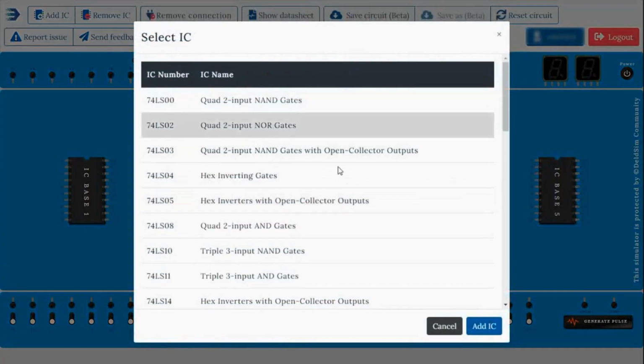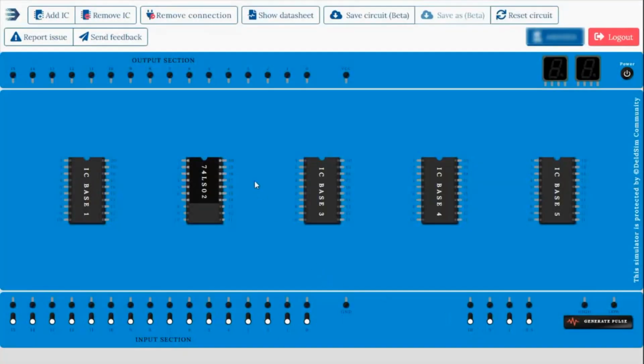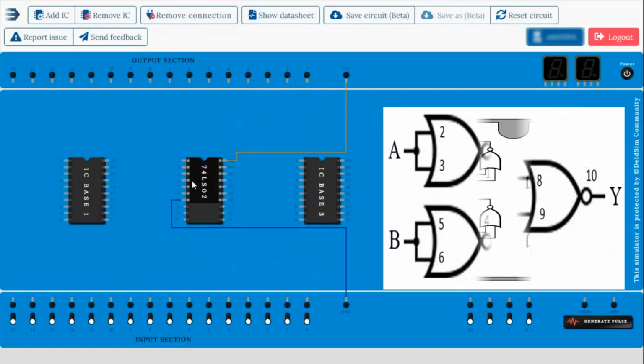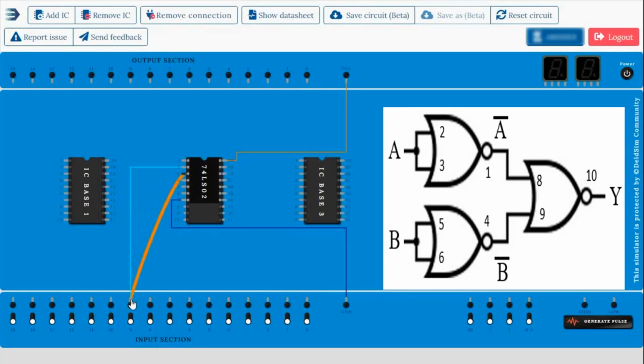Again you have to take IC 7402. Pin number 14 and 7 connection is same. Now following the circuit diagram, pin number 2 and 3 is connected to same input. Also pin number 5 and 6 is connected to another input. So 2 input is taken at first and second NOR gate.